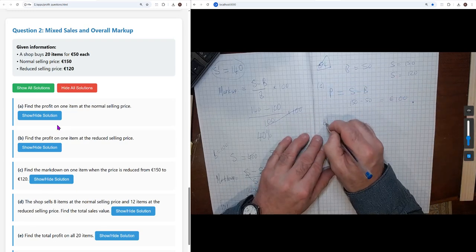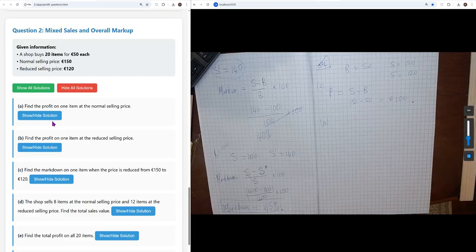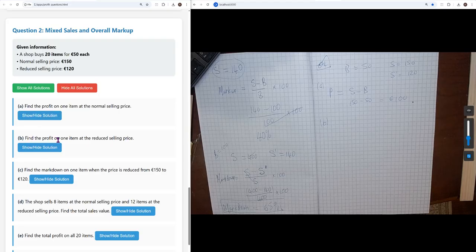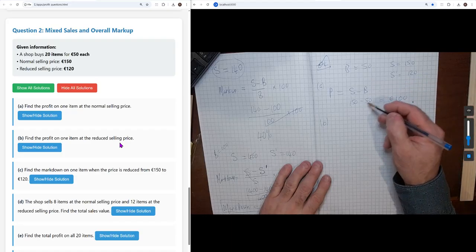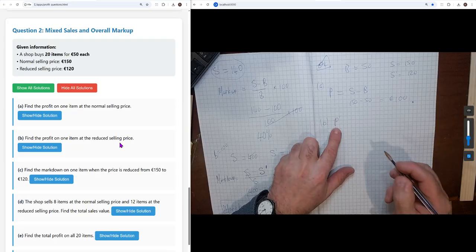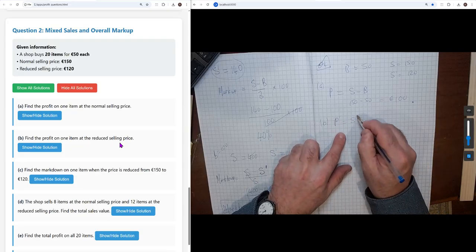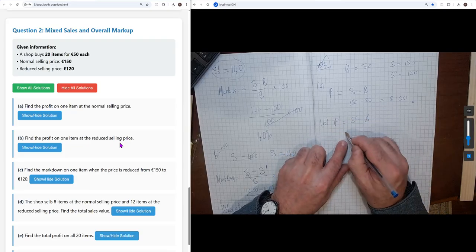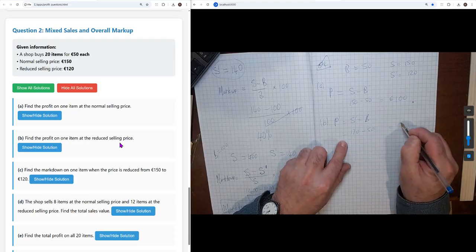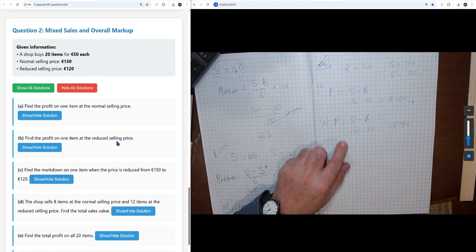B. Find the profit on one item at the reduced selling price. So instead of using 150, we're going to use 120. Profit on the reduced item equals the reduced selling minus buying, equals 120 minus 50, equals €70 profit. Good.